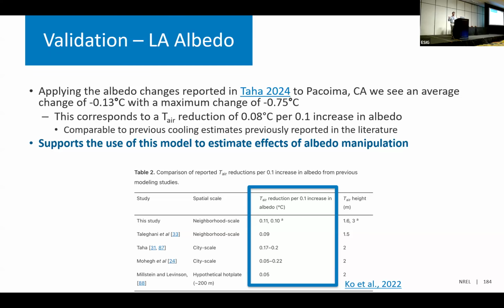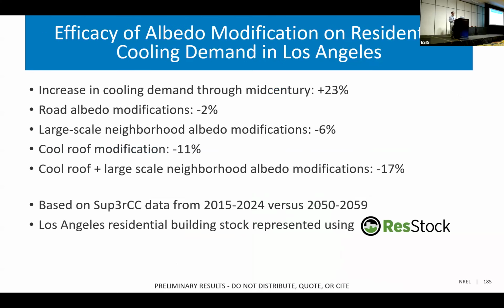And we can also say, hey, if we paint all the roads white and apply cool roofs and do all these albedo interventions, how much does that actually reduce the temperature? And we can balance these two. So we did this study in ResStock, and what you see is that the increase in cooling demand through mid-century, you have an increase in cooling demand by about 23%. There's a lot of uncertainty in that relative to uncertainty in climate change, but that's order of magnitude. That's kind of what you're looking at.